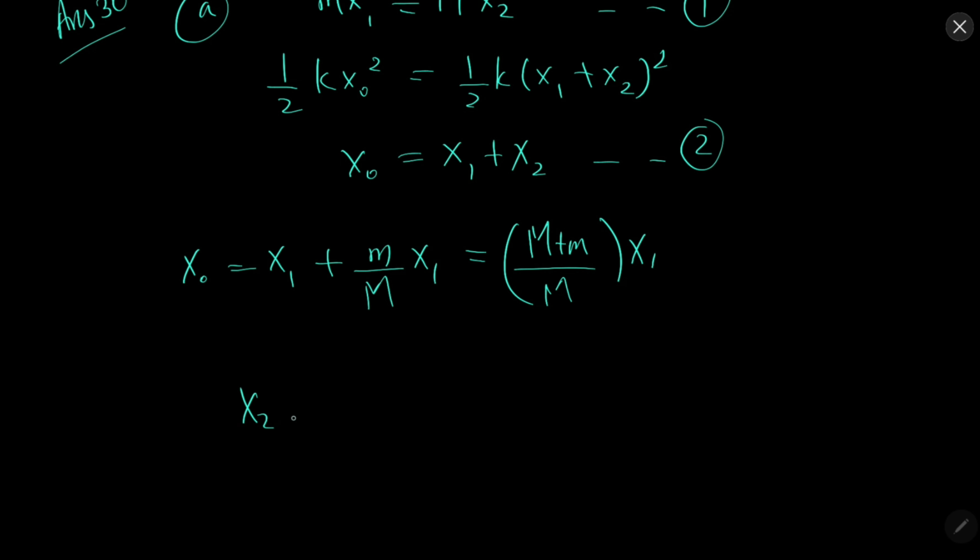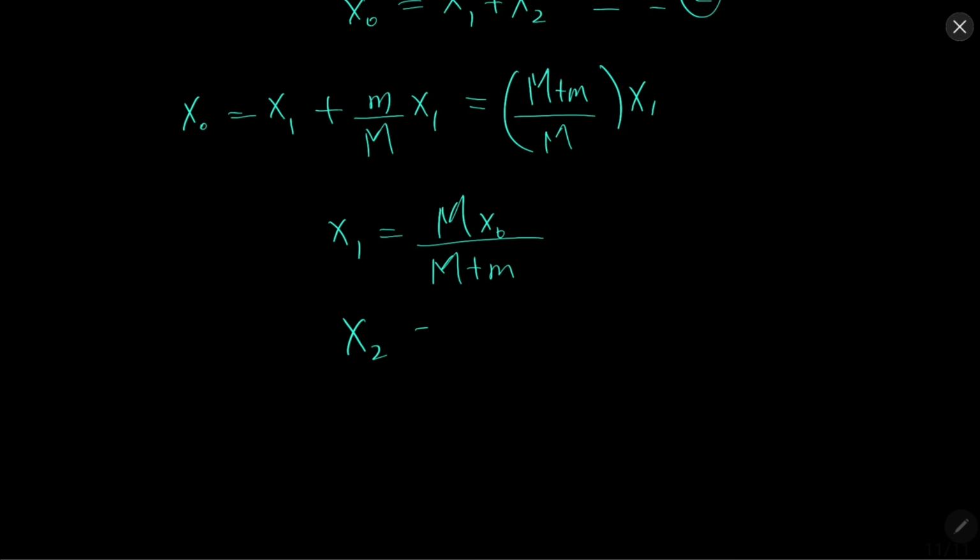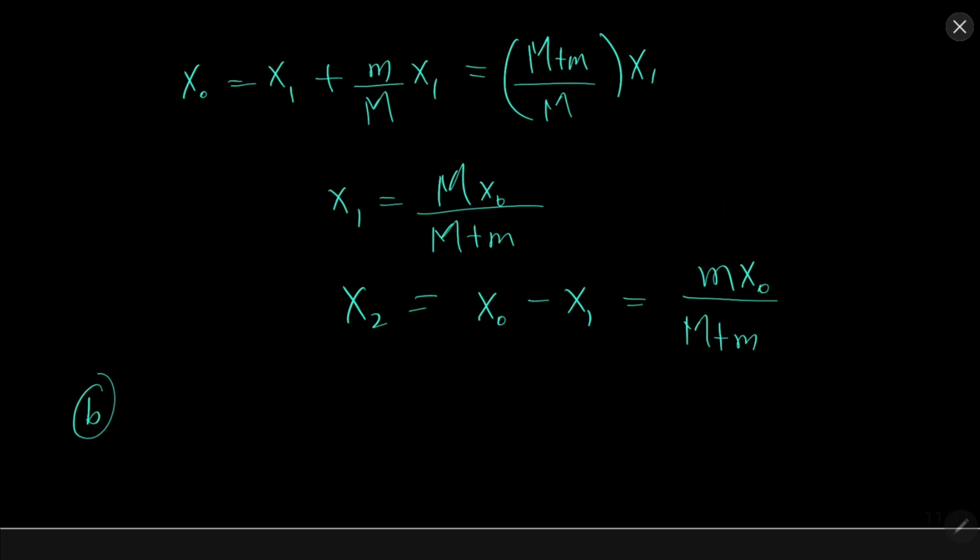So we get this, and x2. So x1 will be equal to m x naught over m plus m. Similarly x2 will be x naught minus x1, we will get mx naught over m plus m. This is A part.